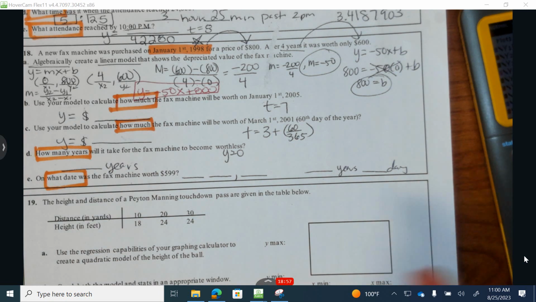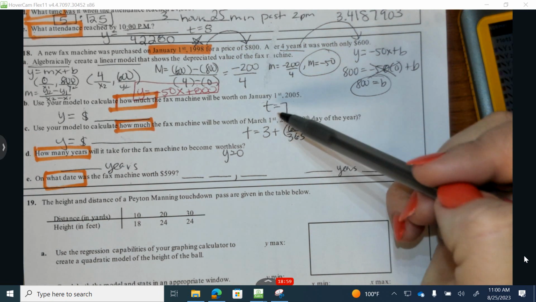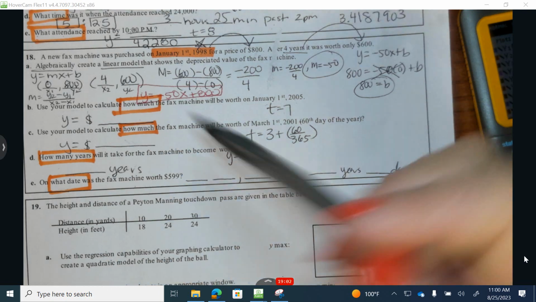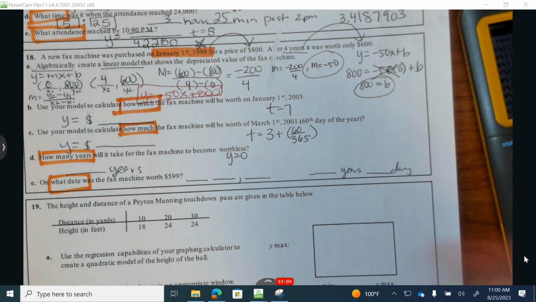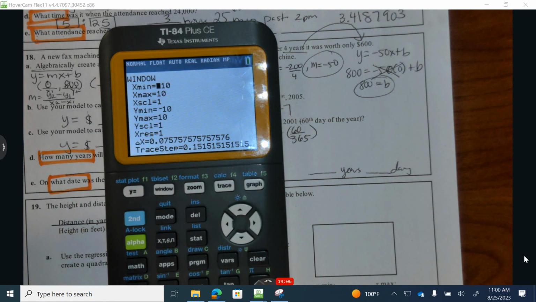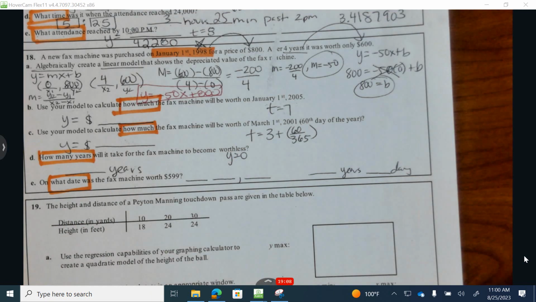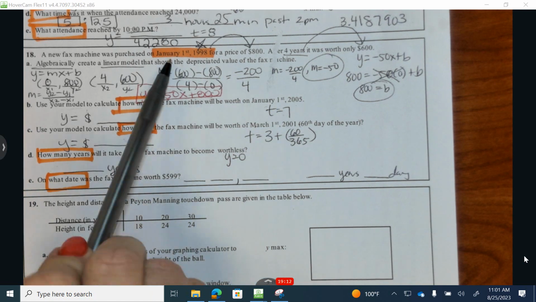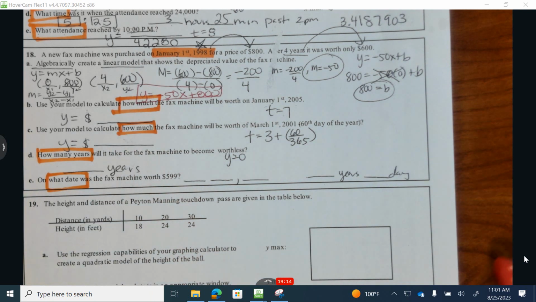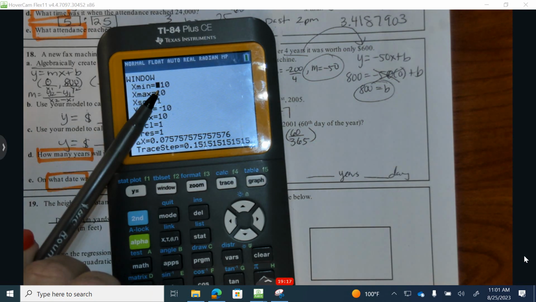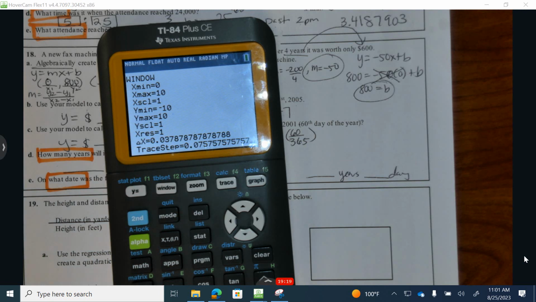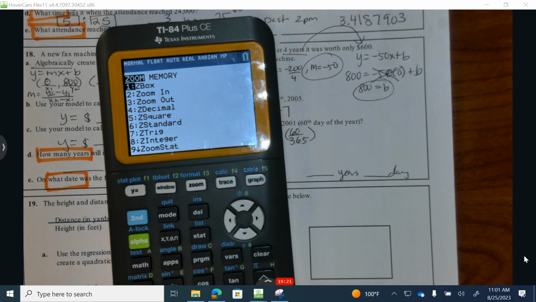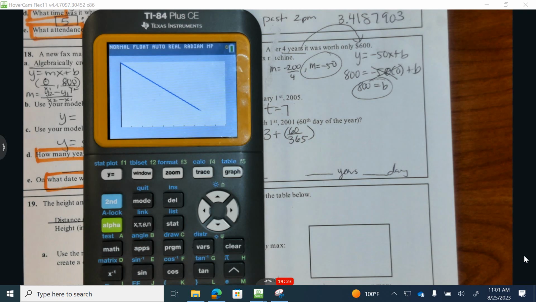Let's go back up here. I'm looking at my t values, and I'm trying to figure out which t value goes out the furthest. That helps me to identify what do I put in for X. Please go to Window. X represents years. I need to go to at least 7. I may even go a little further. We can't have negative years. Let's go 0 to 10. And then do zoom fit. 0 to 10 with a zoom fit.